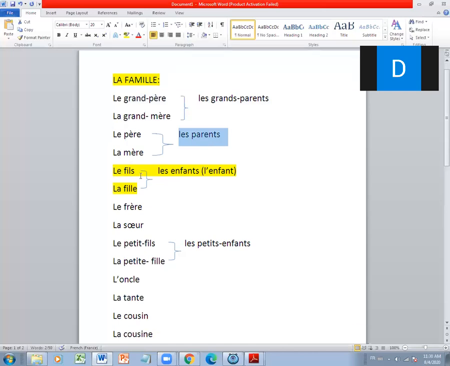Fils is son. We don't say fils. L is silent. It's a unique word. So we say le fils. That's the son. La fille is the daughter. So those two, when you want to say children, in French, we say les enfants, okay? Les enfants. So remember, we are going to link this with the possessive adjective.